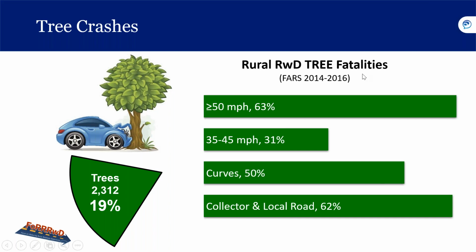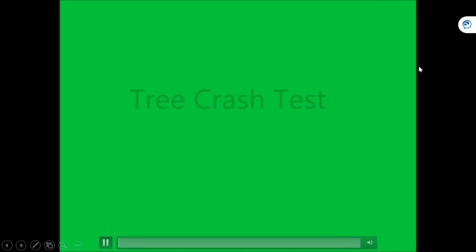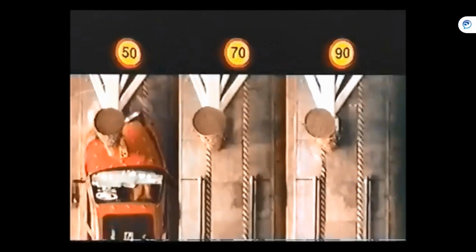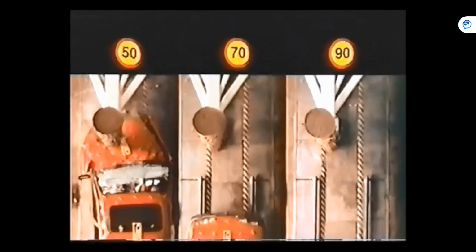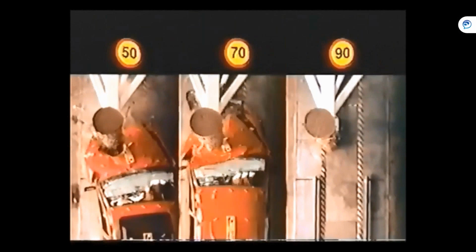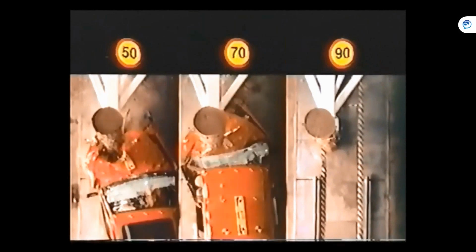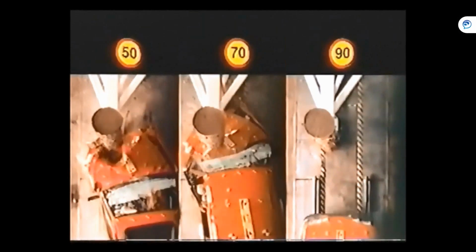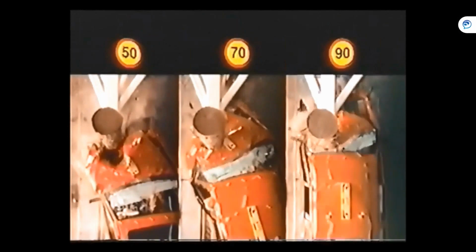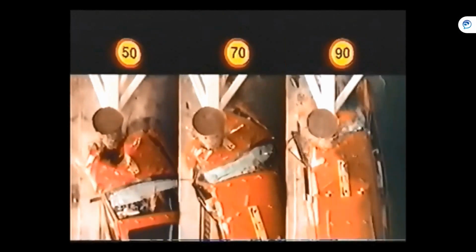So let's, I think I have a video here. Tree crash test. This is from Europe, so those are kilometers per hour. So 50 kilometers per hour, 70 kilometers per hour, and then you have 90 kilometers per hour.